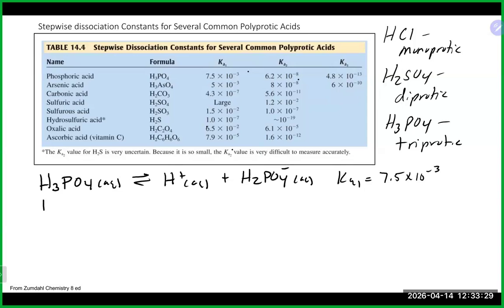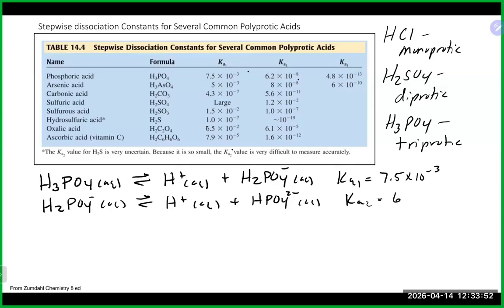Then what happens is that the one that has lost one hydrogen will then dissociate and remove a second hydrogen and will form HPO4 2 minus. And that also has an equilibrium constant associated with it, which is known as the Ka2 value, which from this table looks like 6.2 times 10 to the minus 8.